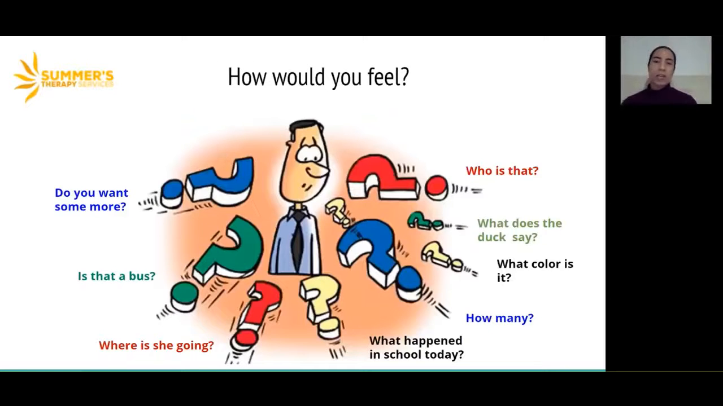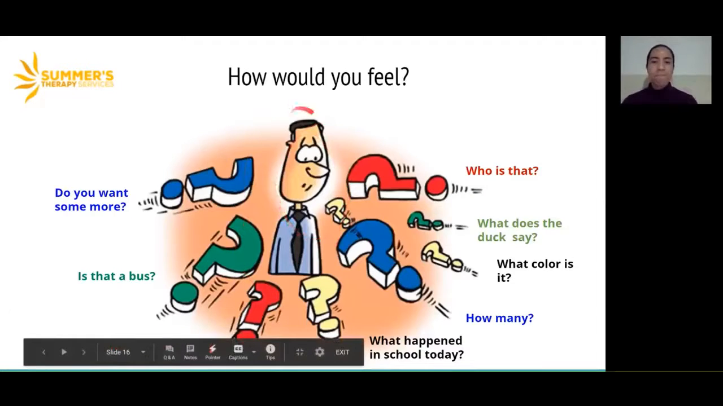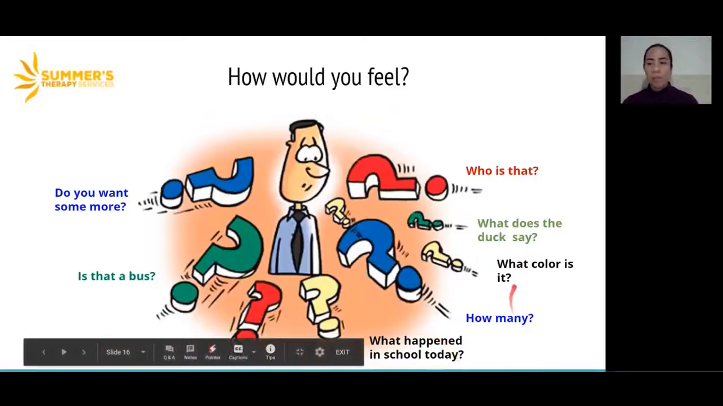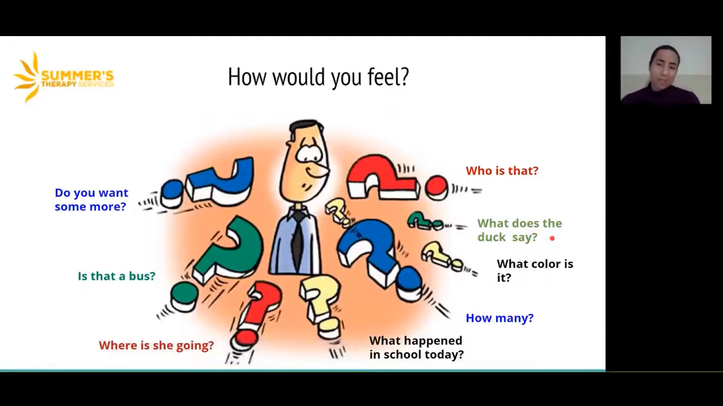Now, what is T? Can you look at this person here, in the center, and see how you would feel if you were in his position right now? Constantly being asked so many questions. Do you want more? Is there a bus? Where is she going? What happened in school today? How many is this? How many is that? What is this color? What does the duck say? What does the cat say? What does the dog say? What does the cow say? Who is that? Who is this?